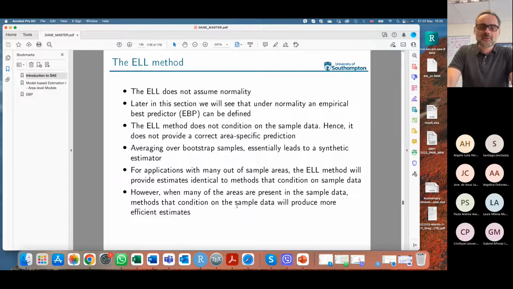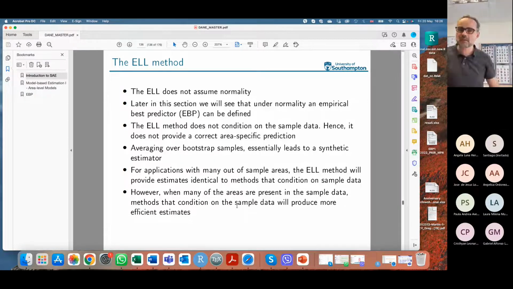This is something that is important to consider, especially when you look into the application in DANE, because if you have many municipalities that are out of sample, then that may make you think that you may go one way or the other way. It's something that has to be discussed. As I say in the last bullet point, if you have many areas that are present in the sample data, then the methods that condition on the sample data will produce more efficient estimates.